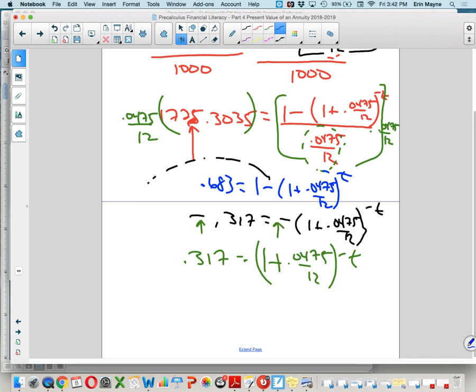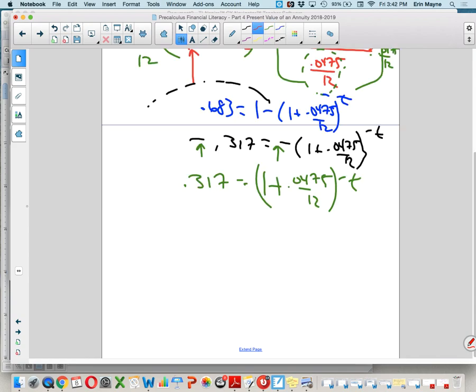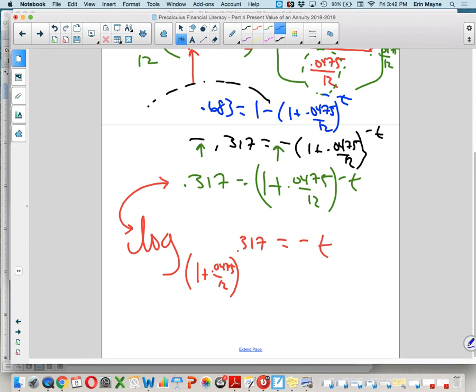And now, as you know from our conversation last week, at this point, I can take the logs. So I can say that this exponential equation can be rewritten like this. You also can think of it as taking the log of both sides. My base here is 1 plus 0.0475 all over 12 of 0.317. This is going to give me an answer that is negative t, which we're going to address here in a second.